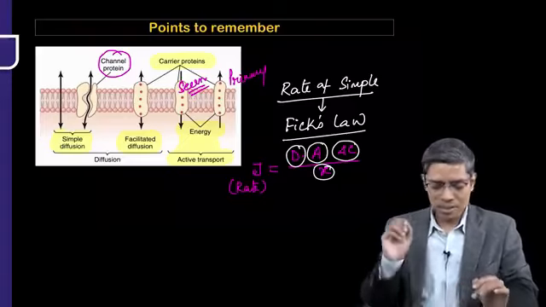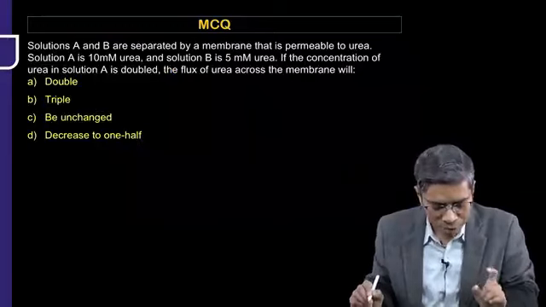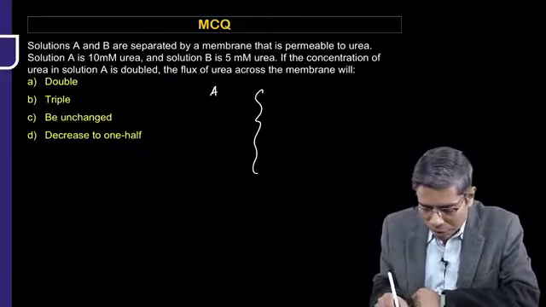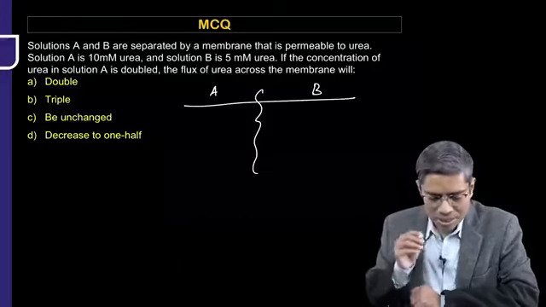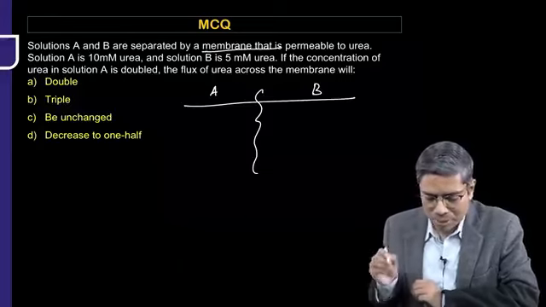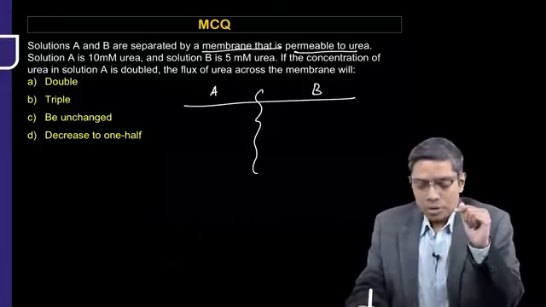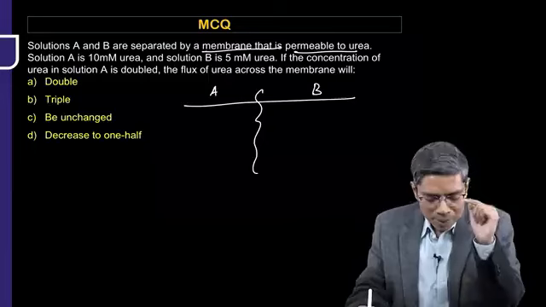Now, based on this Fick's law, look at this MCQ. In this MCQ, they are saying that solution A and solution B are separated by a semi-permeable membrane that is permeable to urea. So in this question, the membrane is permeable to urea.